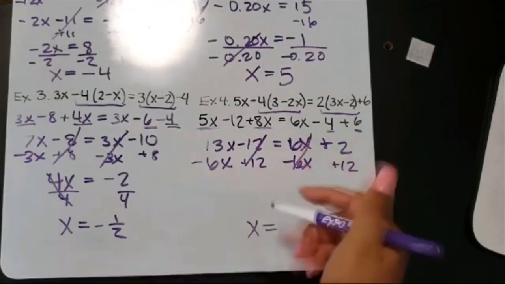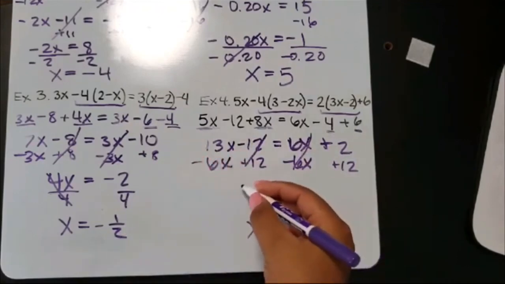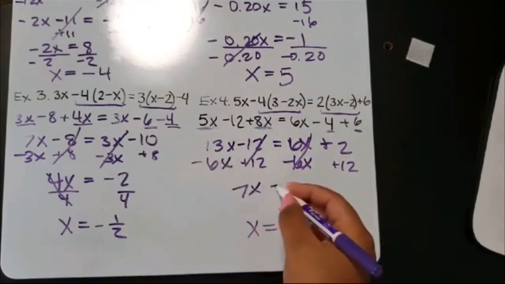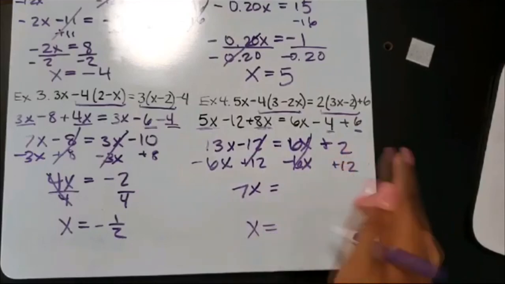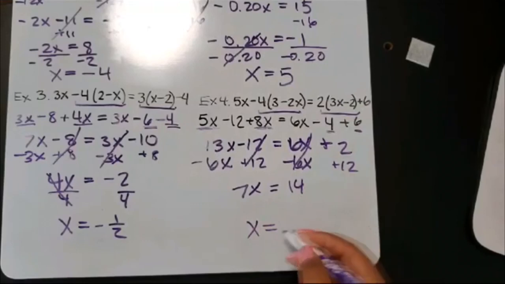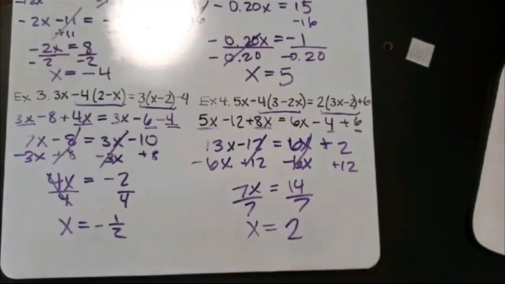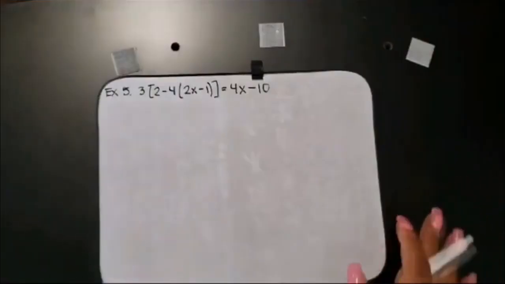So on this side, we have 13x minus 6x, which is 7x. On this side, we have 2 plus 12, which is 14. So x should be 2. For number 5, we have parentheses and brackets.